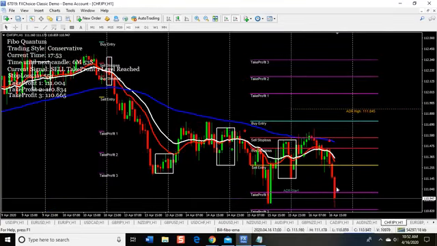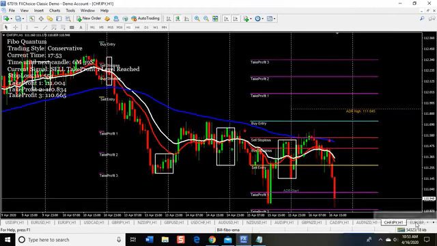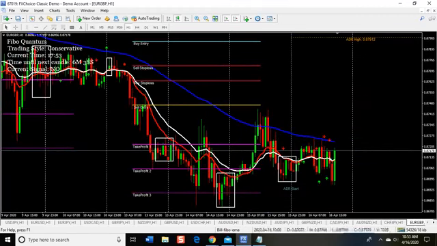CHF JPY, this one we got out of with profit, right? We took the trade, and as you see, it moved down well past take profit one, and now it's kind of retracing, and we'll see what happens from there. But that's one of our winners, and we got out of that one with a profit. EUR GBP, we don't have any trades on that. There's no signals. So that's what we're looking at today.